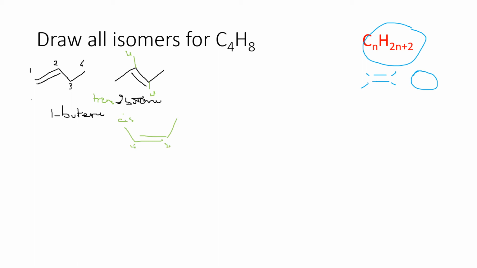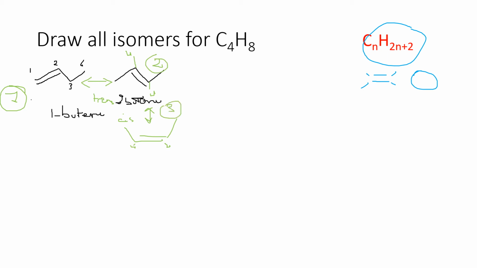Okay, so we have 1 possible isomer for the 1-butene. So 1-butene and 2-butene with respect to each other are structural isomers. If I'm comparing these two, these are geometrical cis-trans isomers. So all in all, I have 1, 2, 3 compounds.